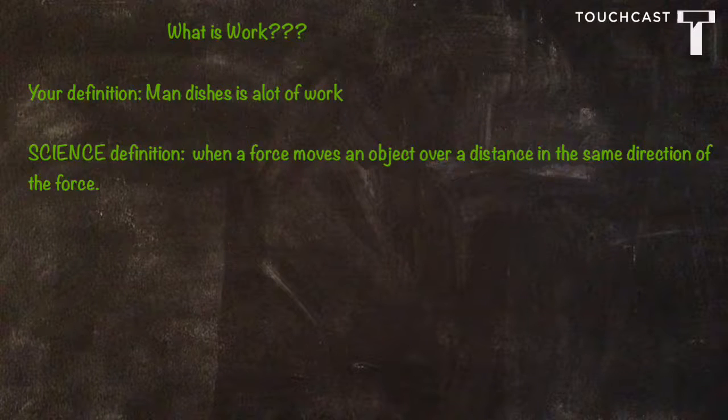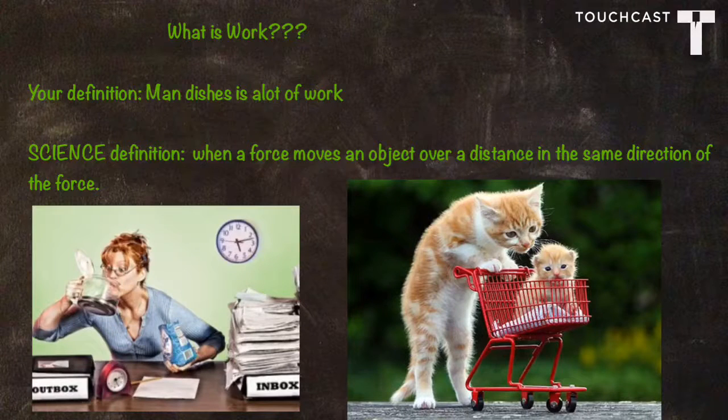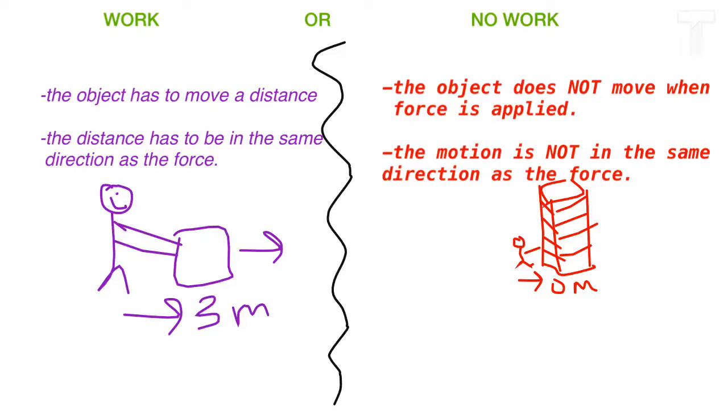So we know the basics of what a force is, so let's talk about the basics of work. First of all, remember with some words you can have a normal definition that you're used to, and you can have a science definition. So for work, you might say, man, dishes sure is a lot of work, or man, school was a lot of work. But that's not the science definition. The science definition is when a force on an object over a distance is in the same direction as the force. So when you push something and it moves in a direction, that's the science definition of work.